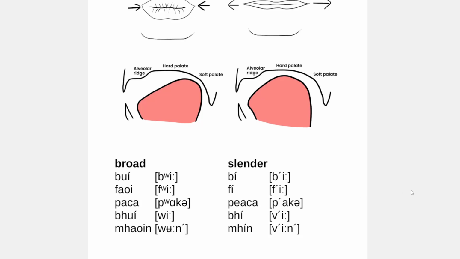So we have the broad and slender pairs, and you'll notice that's slightly different to the other dialects, which would have v, but we have w in Ulster versus v. So the broad BH and MH in Ulster is w, which is the same as English w. So it's a bit of an exception, but it follows the rules more or less because the lips are still rounded and it's still velarized.